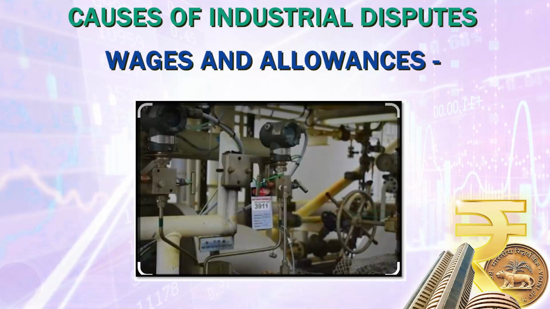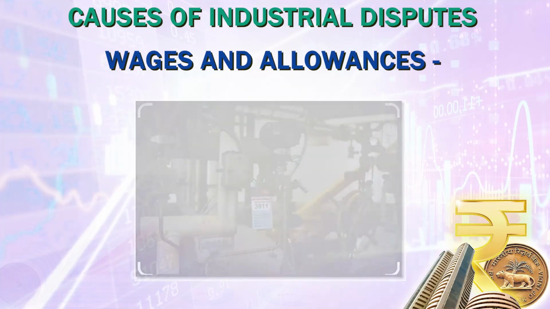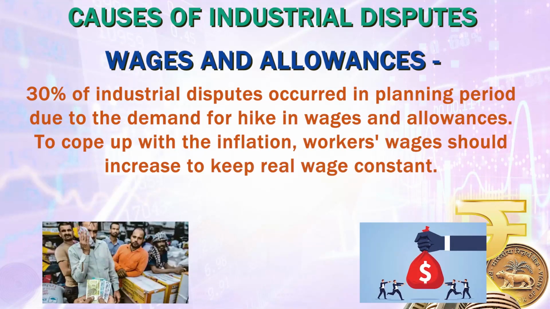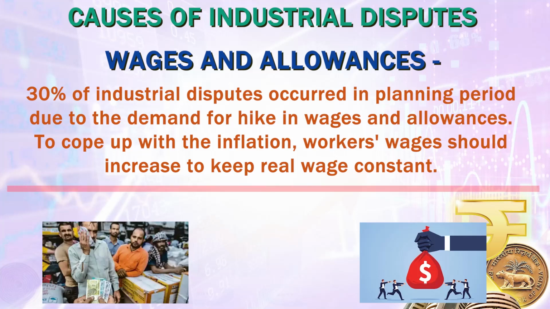Now we shall discuss the causes of industrial disputes. First of all, we have the point of wages and allowances. This may cause industrial dispute. 30% of the total industrial disputes come from wages and allowances issues.